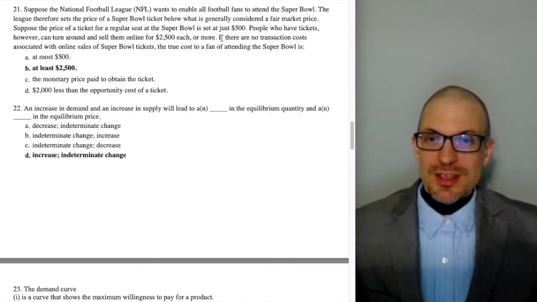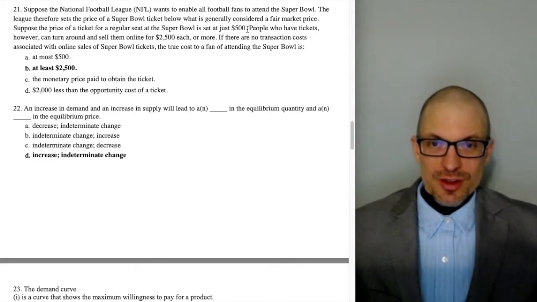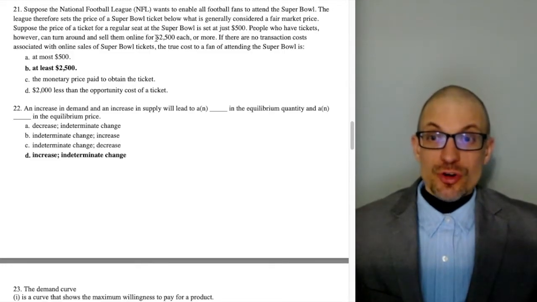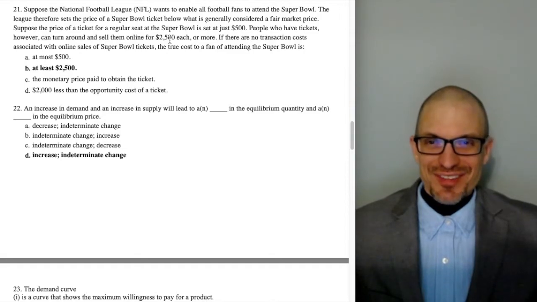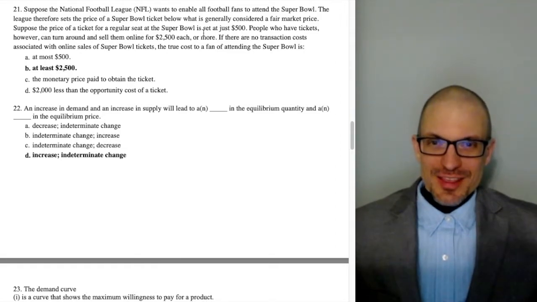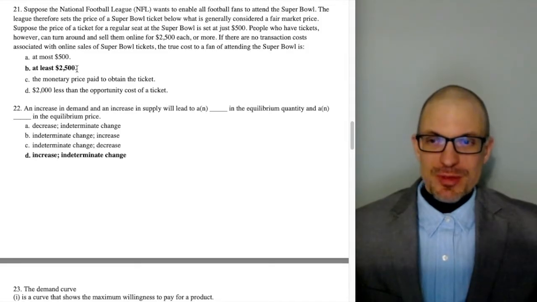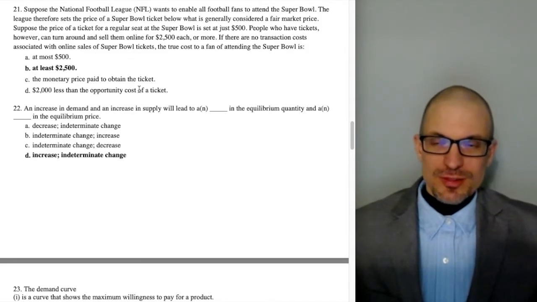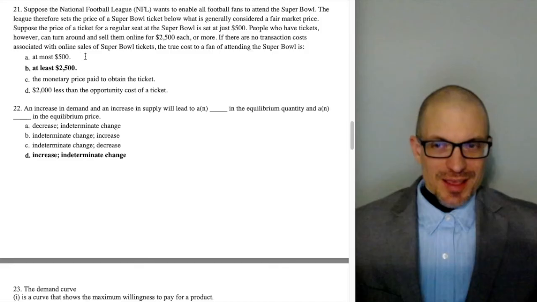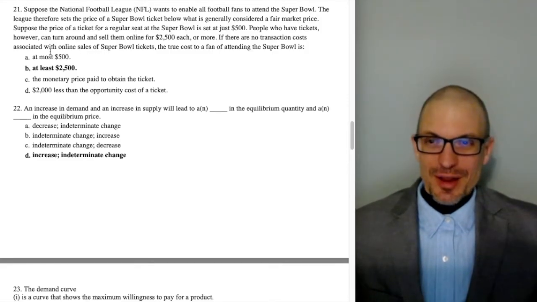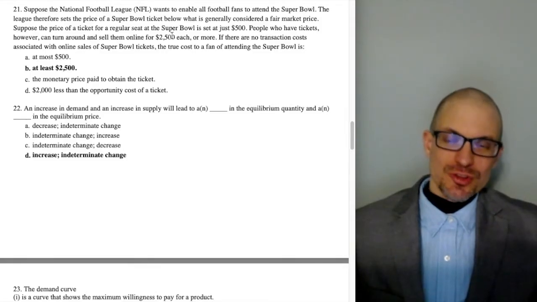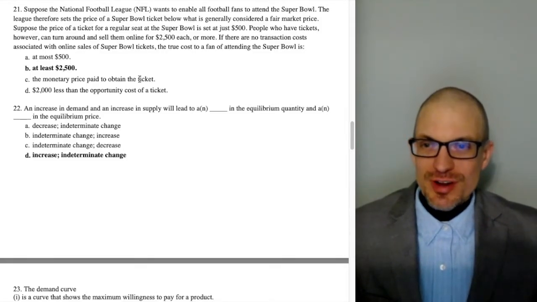Right? Because the idea is if they set the price at $500, but people can turn around and sell them for $2,500, that tells us that the actual equilibrium price is above the listed price, just like the example I was talking about before. So the price has to be at least $2,500. Maybe it's higher. It kind of depends on the seat, I suppose. Not at most $500, because otherwise you wouldn't be able to turn around and find a buyer at $2,500, right?